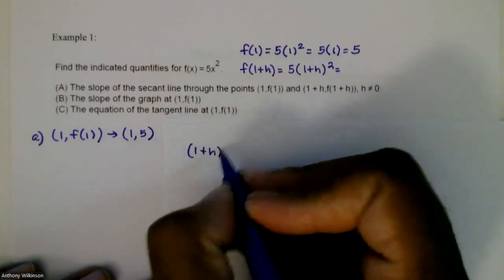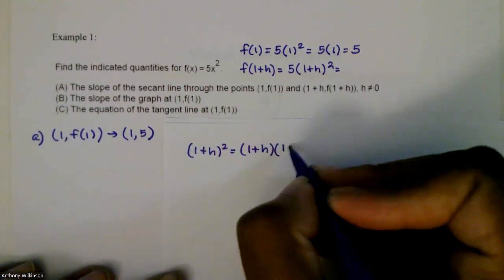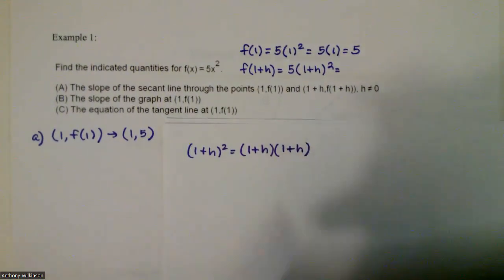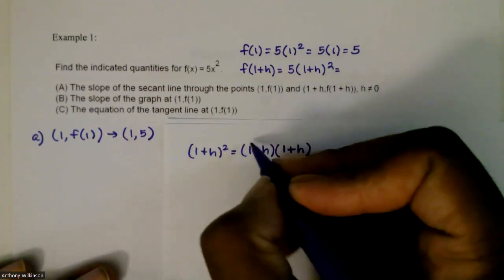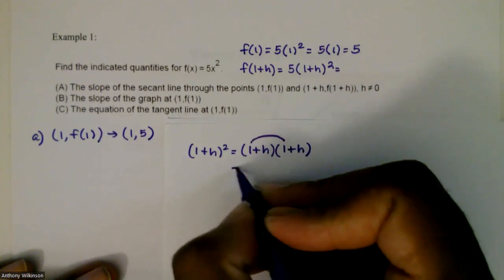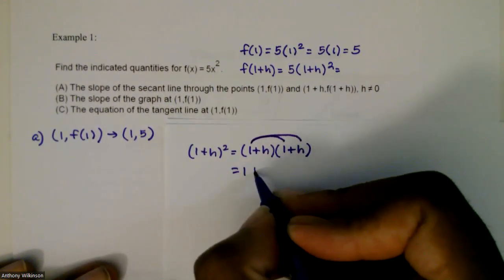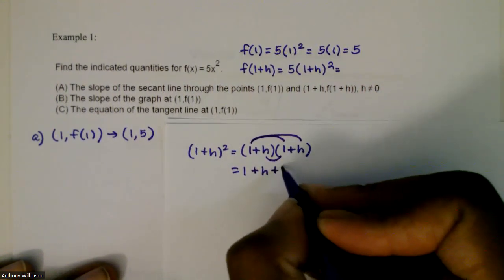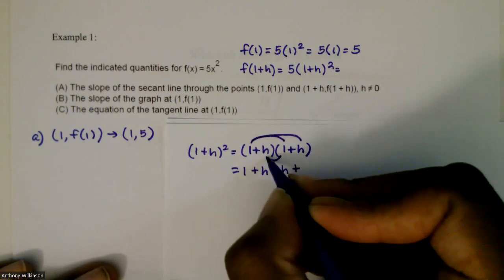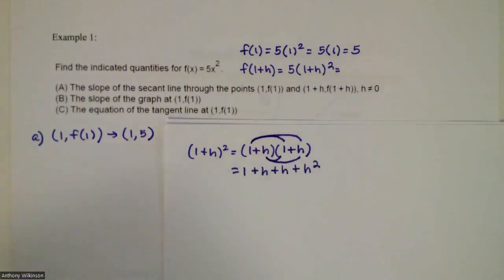That 1 plus h quantity squared, I had to write that as 1 plus h times 1 plus h, because notice that 1 plus h is used as a factor 2 times. So in this case here, we use the FOIL method by doing 1 times 1, which is 1. The outer 1 times h will be plus h. The inner h times the 1 would be another plus h, plus the last times the last, h times h, which is h squared.